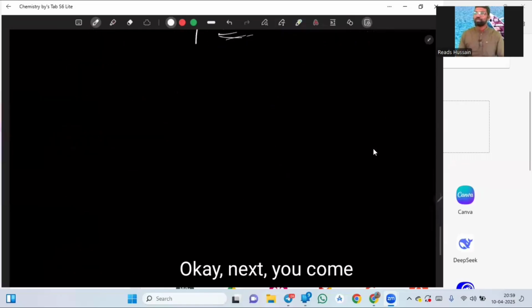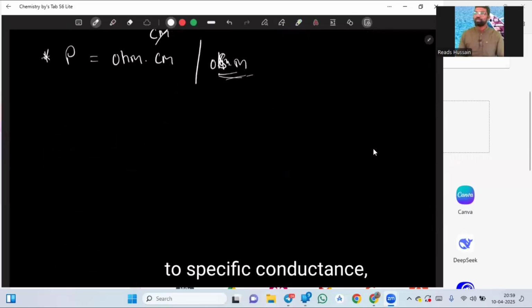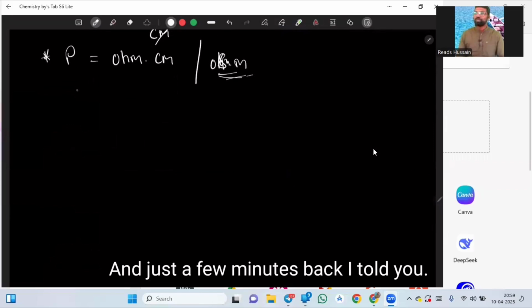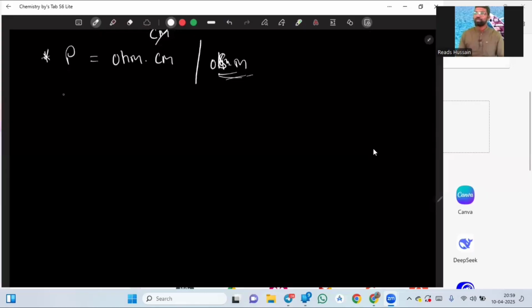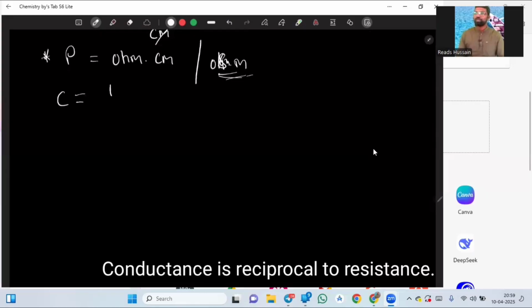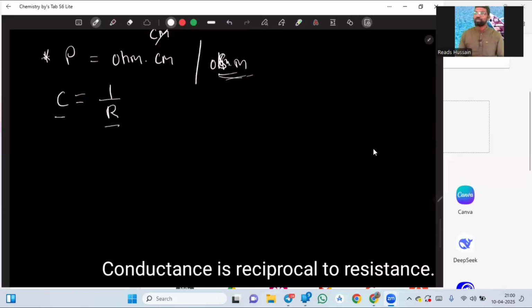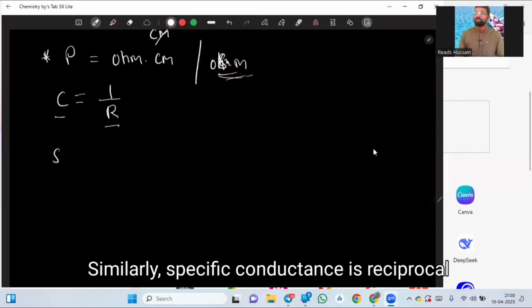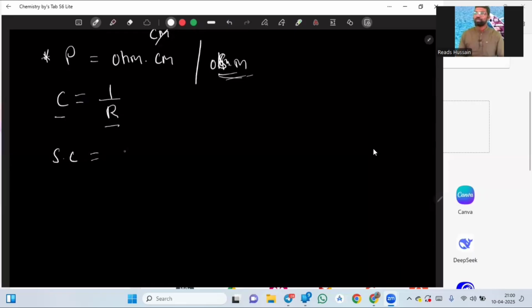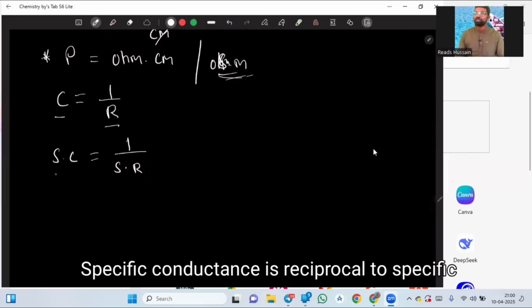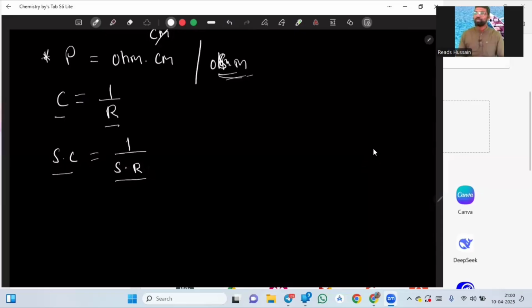Okay. Next, you come to specific conductance. What is specific conductance? Just a few minutes back, I told you conductance is reciprocal to resistance. Similarly, specific conductance is reciprocal to specific resistance.